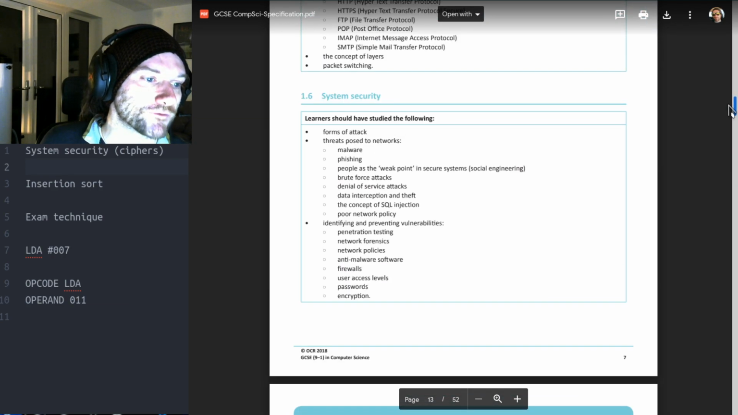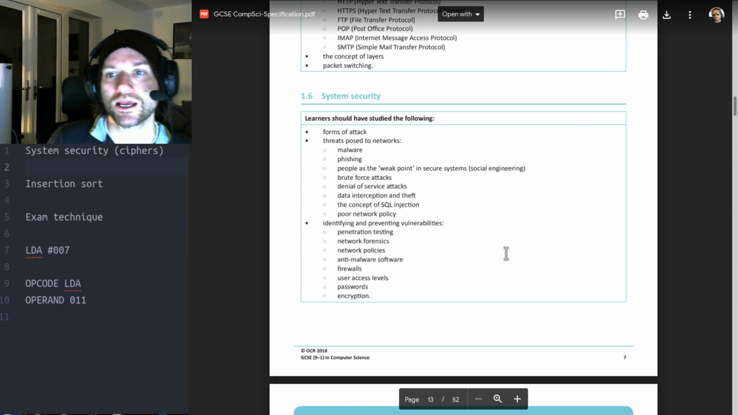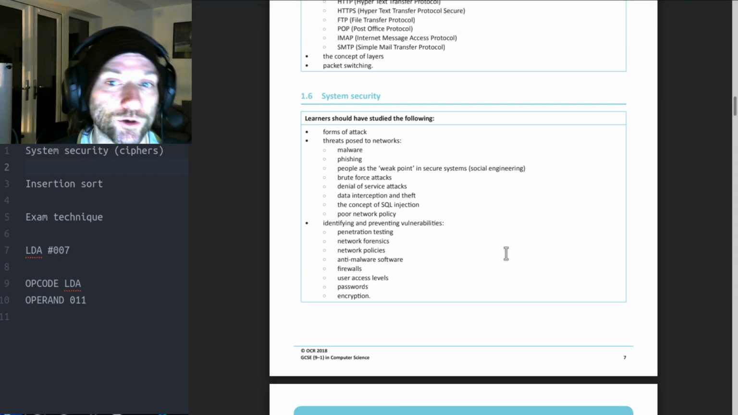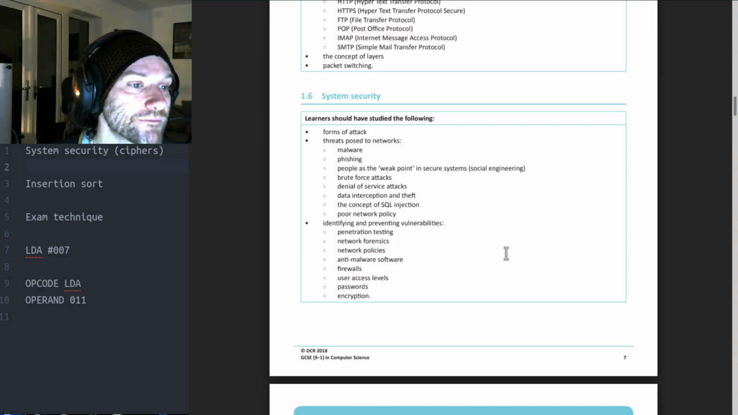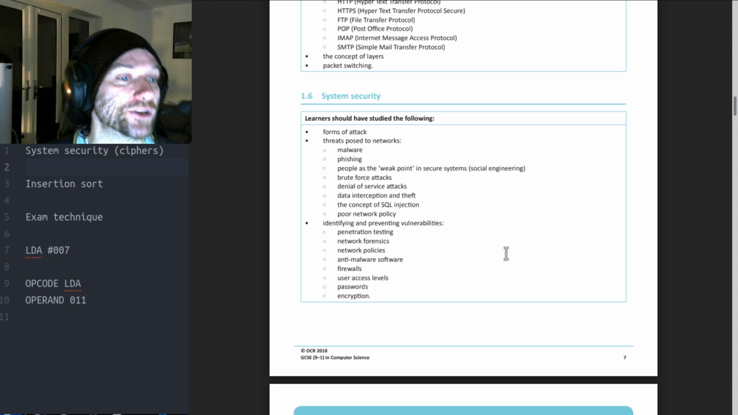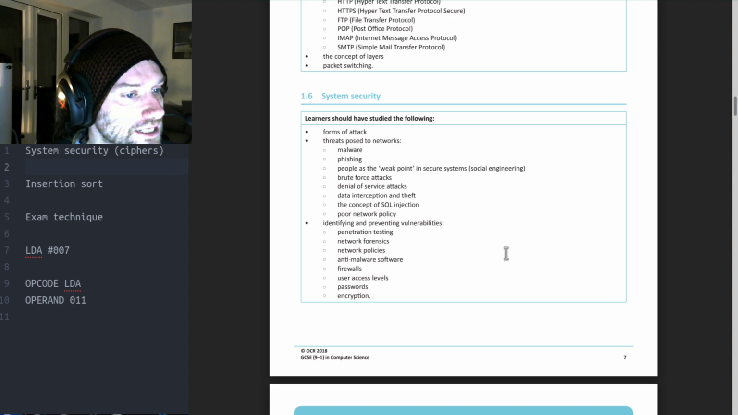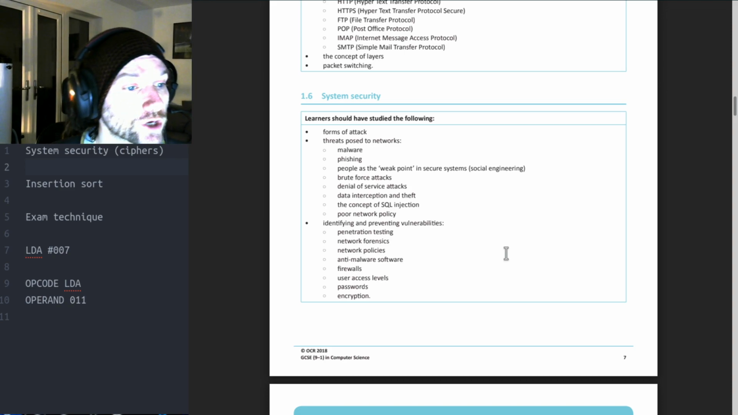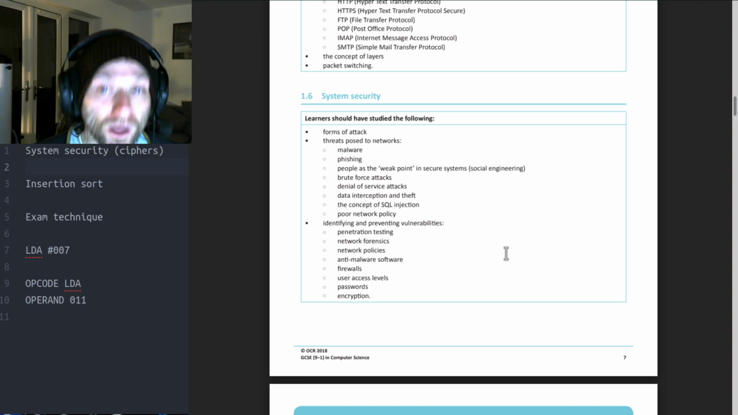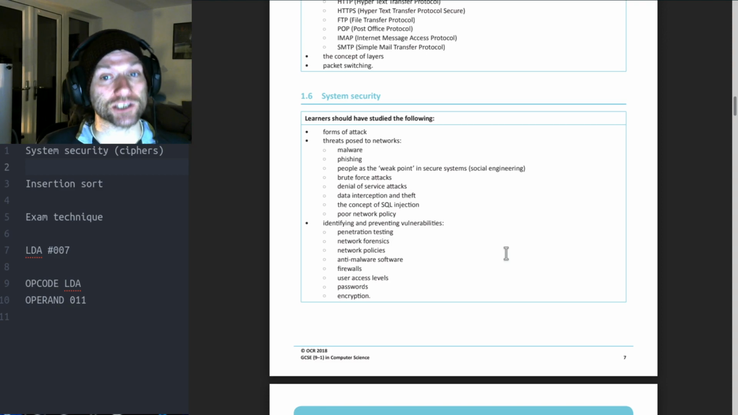So here's the stuff that you need to know about system security. Learners should have studied the following: forms of attack, threats posed to network in terms of malware, phishing, people as the weak point in secure systems, like social engineering, brute force attacks, denial of service attacks, data interception and theft, the concept of SQL injection, not the actual execution of the SQL injection, just the understanding that SQL injection is a thing and understanding what actually goes on without the specifics.